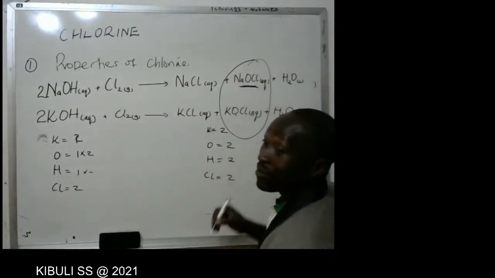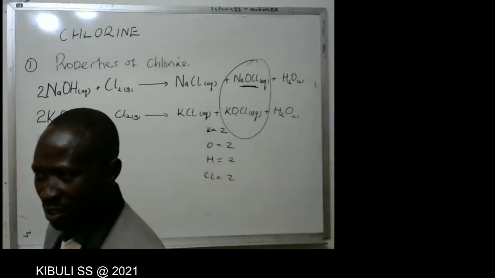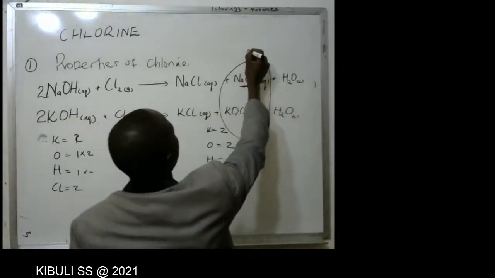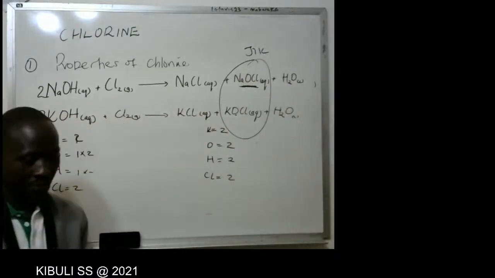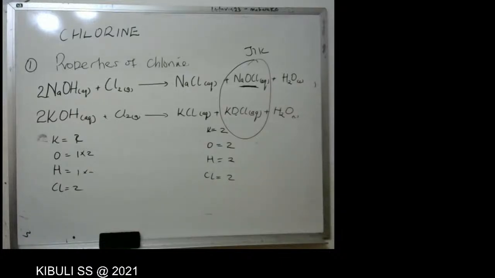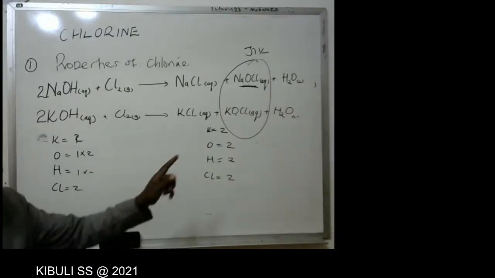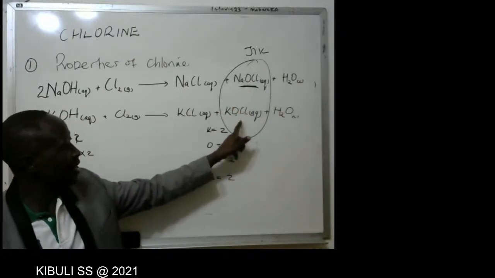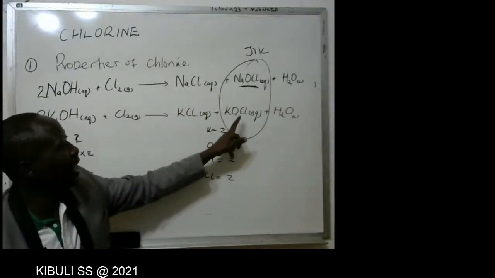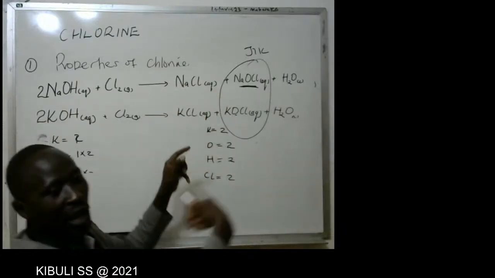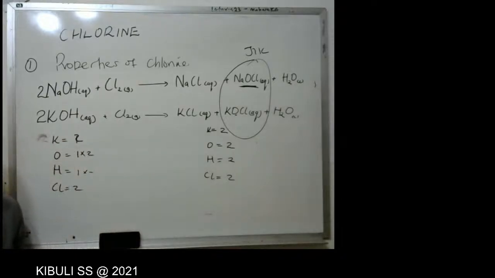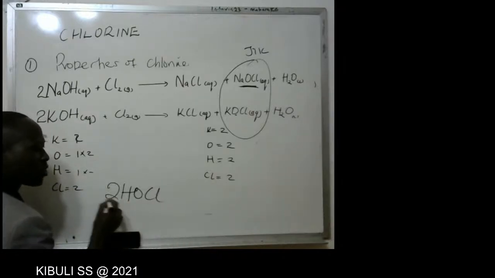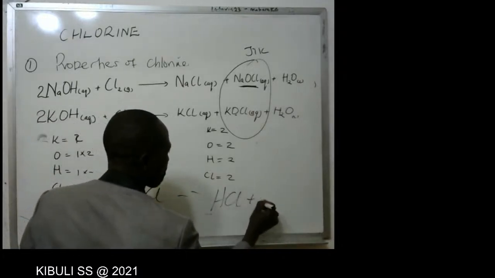The commercial name. When I talk about the commercial name, what do I mean? The name on the market, outside the chemistry class. This is your so-called jik. And what's the use of jik? Bleaching. Why? Reactive what? Oxygen. And what happens when it bleaches? It turns to sodium chloride and potassium chloride as it gives out oxygen. The equation is similar to that of HOCl. So even if you want, you can now write that equation 2 NaOCl giving us NaCl plus O2.